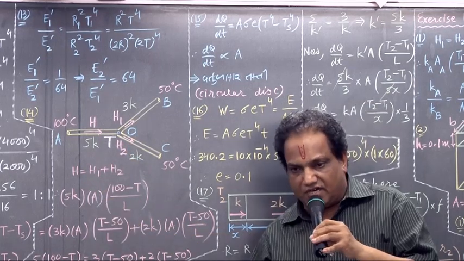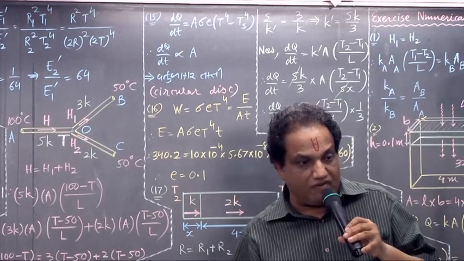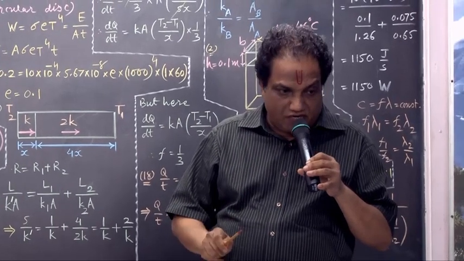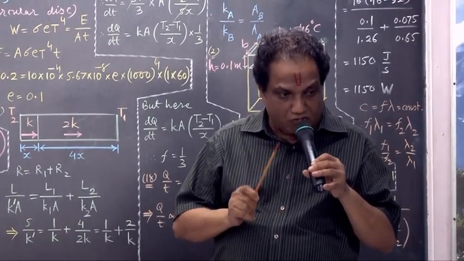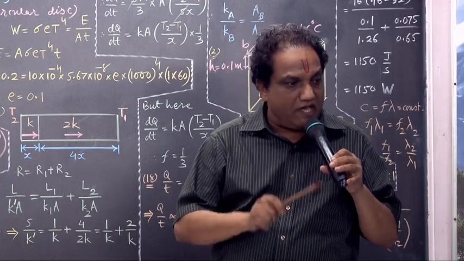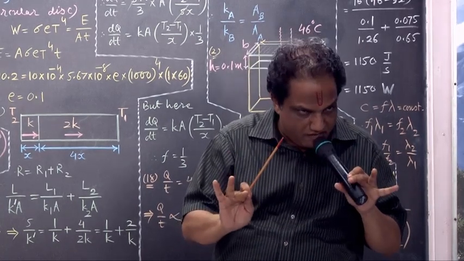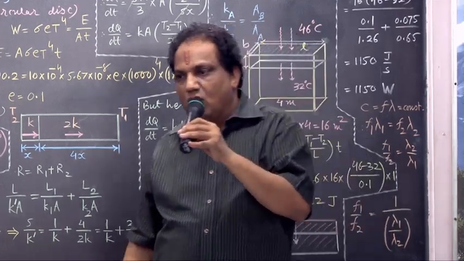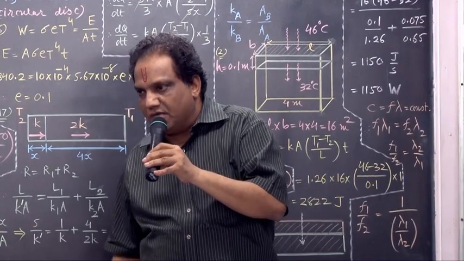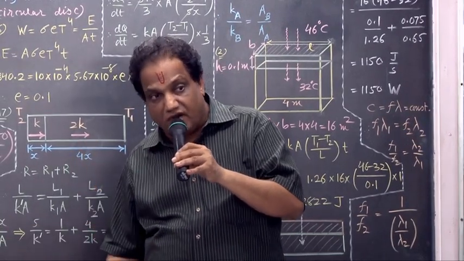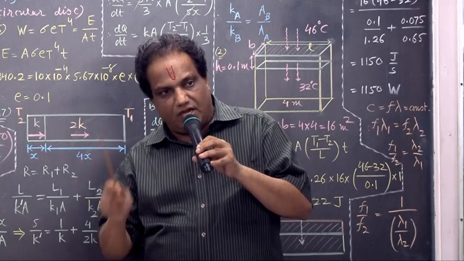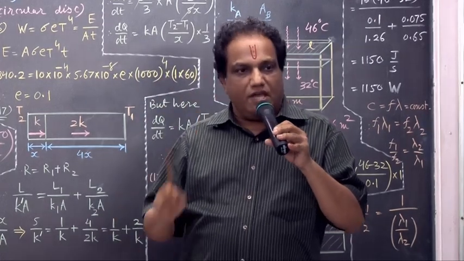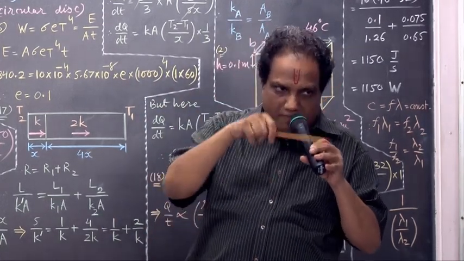What is H? Heat current. In other words, it is called heat flow. What was the formula? H or dQ by dt equals Q by t. And that was KA (T1 minus T2) upon L. Now speak it out in words. Thermal conductivity into cross section area into temperature difference divided by length.